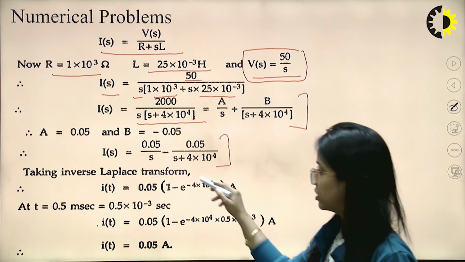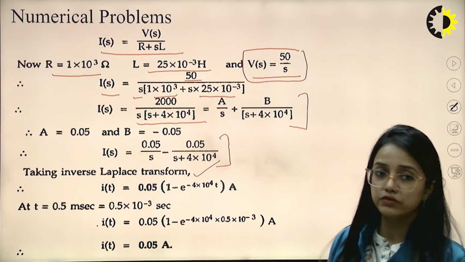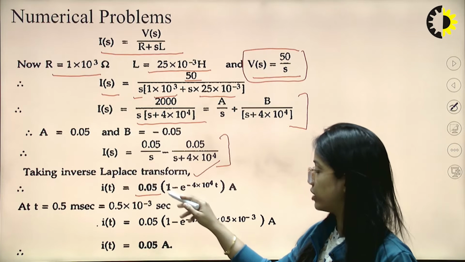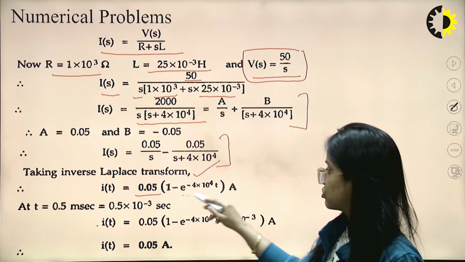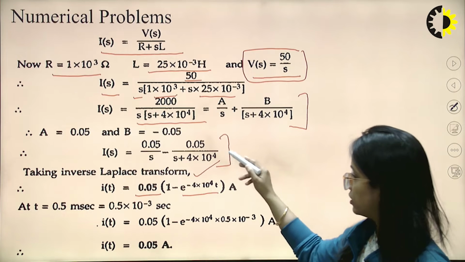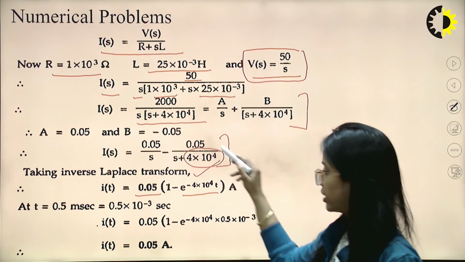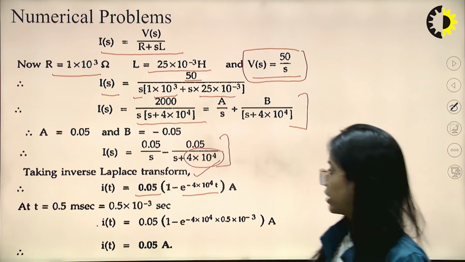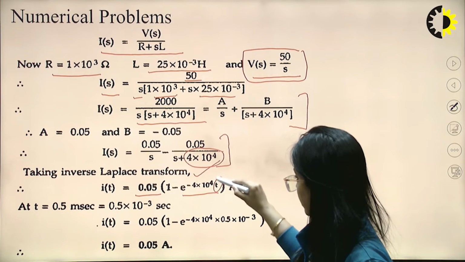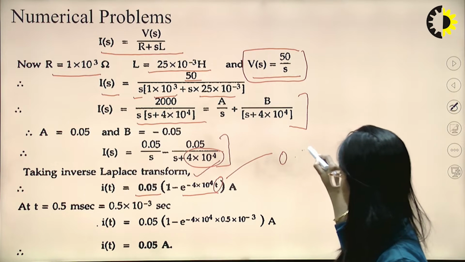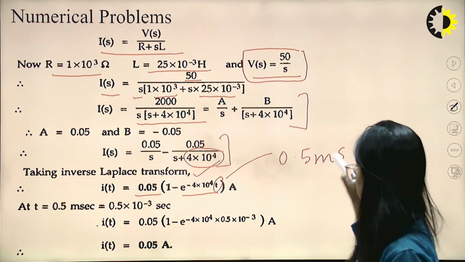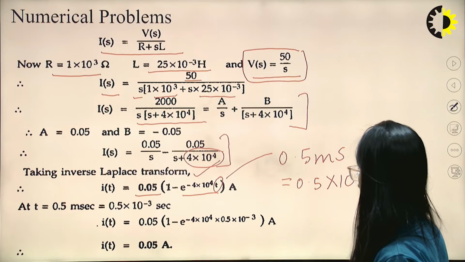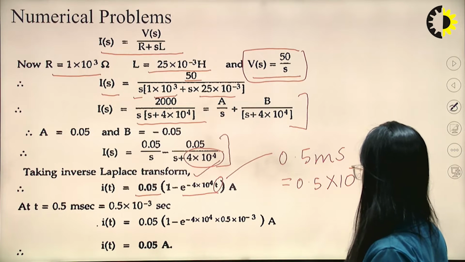Again we have to take the inverse Laplace. Now with the inverse Laplace, we have i of t equals 0.05 into 1 minus e raised to the power minus 4 into 10 raised to the power 4 t. This term goes as the coefficient of the exponential term. Now we have to substitute the value of t as 0.5 millisecond, or 0.5 into 10 raised to the power minus 3 second.